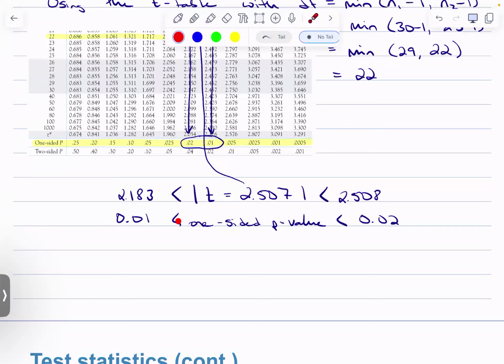I like to write my inequalities in the same way, right? And it also reads nicer. If you always are reading from smaller values to larger values, that's proper. And so that's why I use these inequalities here. But it does mean, just as before, you have to read the p-values from right to left because they're decreasing as you move out. So now I have my p-value. It's somewhere between 0.01 and 0.02.